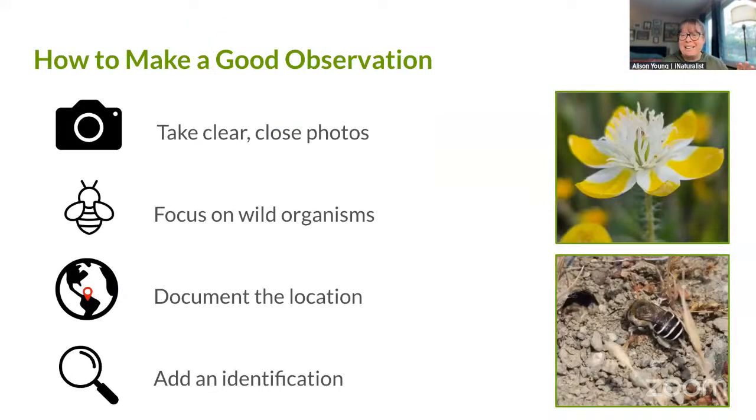So generally, making good observations on iNaturalist, this is the quick overview of what to keep in mind. You want to make sure you're taking a clear, close photo of a wild organism. iNaturalist is really for wild things instead of captive or cultivated things. You want to make sure you have an accurate location, and you want to upload it with an identification of some sort, either one that you've used from our suggestions or that you've entered yourself. And this is the basis of making a good observation on iNaturalist.